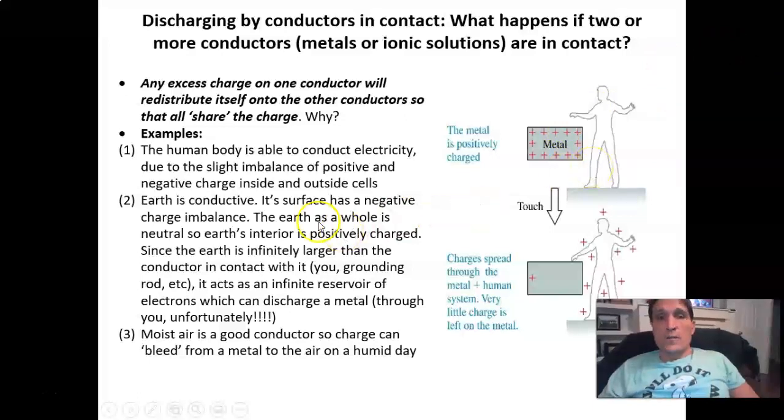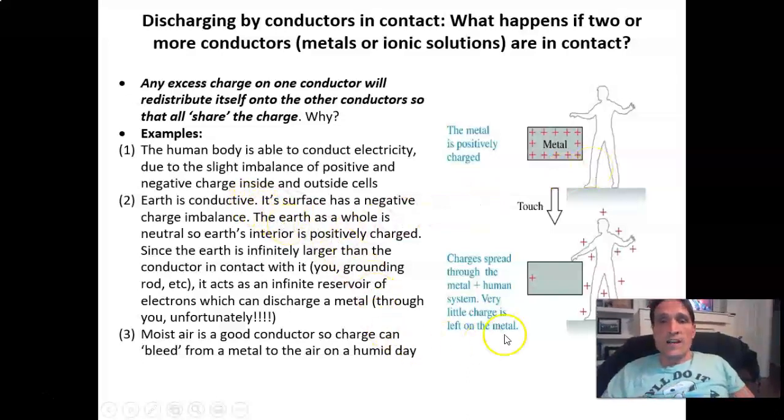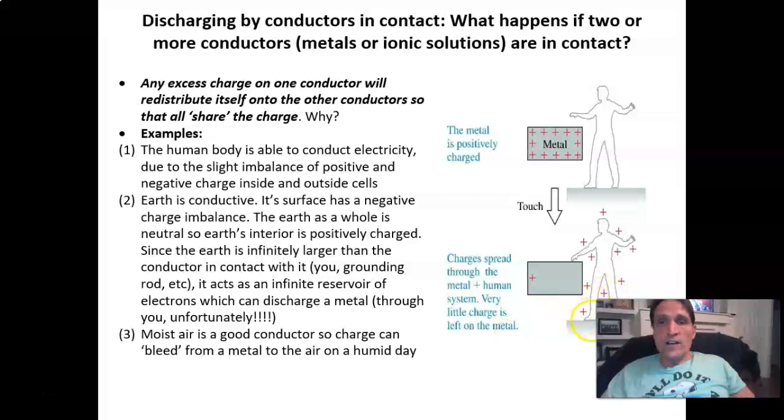Now the earth is also conductive. The surface of the earth tends to be negatively charged, and the interior of the earth tends to have a net positive charge. So the earth as a whole is neutral, but the earth's surface and near the surface tends to be this huge reservoir of electrons. So now what happens if we take the rubber mat off of you and we allow your feet to be in contact with the earth? What do you think is going to happen?